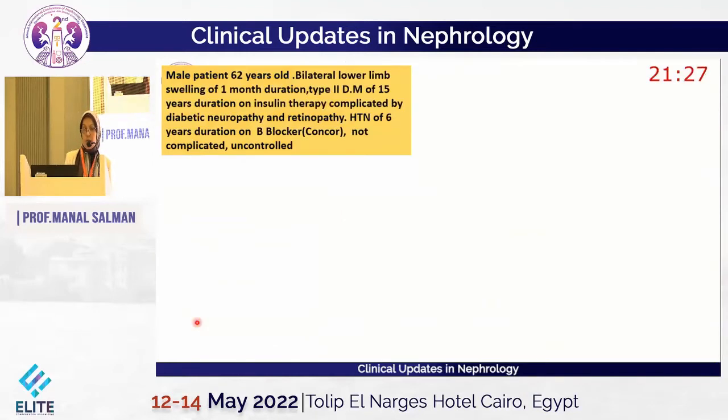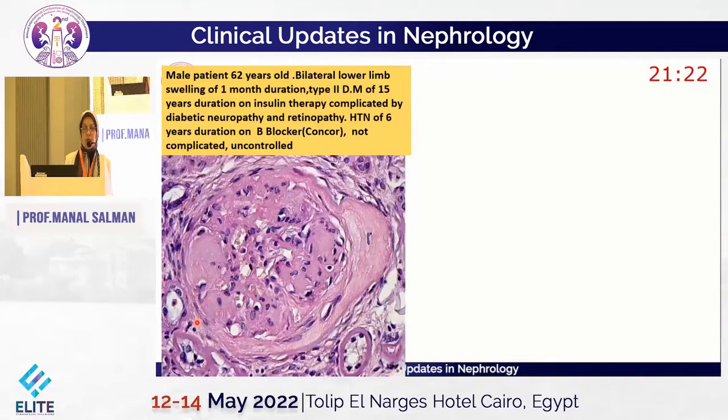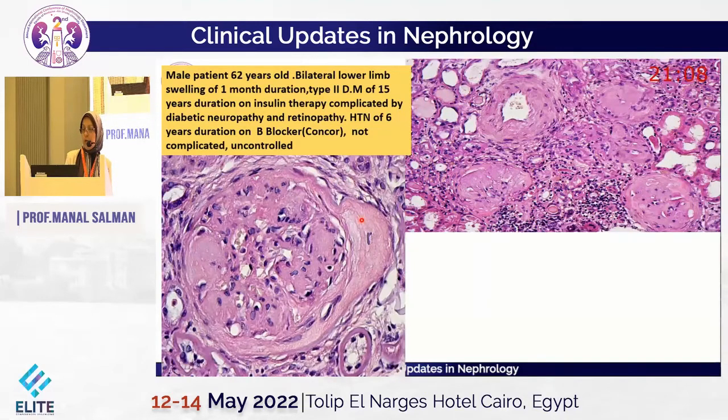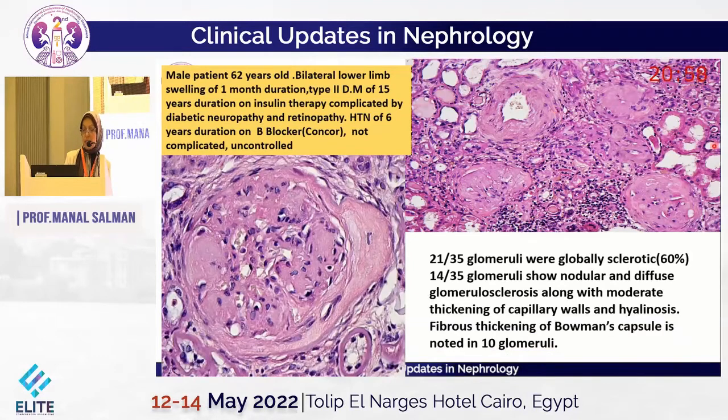The other case was a male patient, 62 years old, with type 2 diabetes for 15 years. He has uncontrolled hypertension, and so the glomeruli in this patient showed more and more nodular formation. We have more and more nodules, and we can see fibrous thickening of the Bowman's capsule and wrinkling, which is a sign of hypertension. We have more and more globally sclerosed glomeruli and more IFTA with more hypertensive changes. The globally sclerosed glomeruli represented 60% of the total glomeruli, and the rest showed nodular and diffuse glomerulosclerosis.